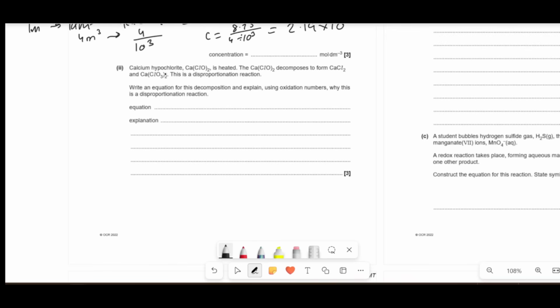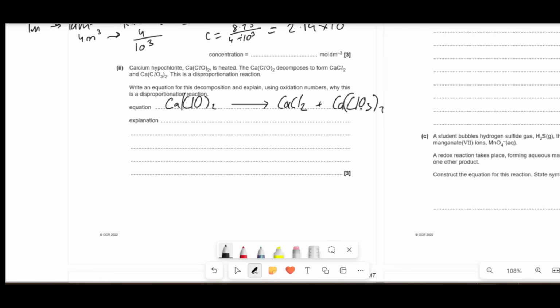So now it says calcium hypochlorite is heated and it decomposes to form CaCl2 and Ca(ClO3)2, and this is a disproportionation reaction. Write an equation for the decomposition, and explain using oxidation numbers why this is the case. So they've told you nearly the entire equation itself. So we've got Ca(ClO)2, and they've told you it decomposes into CaCl2. So you definitely know that these two are going to be on either side.